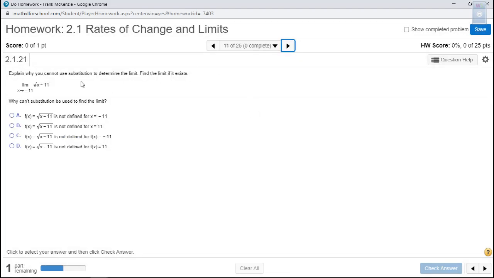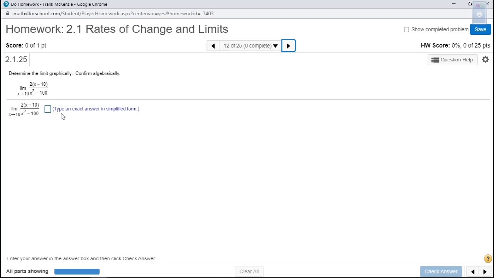All right, this one you're just going to have to plug it in and see, but then you're also going to talk about why you can't use substitution to determine the limit. And I'll give you a hint. It has to do with the fact that you can't take the square root of a negative number. Hint, hint, hint.